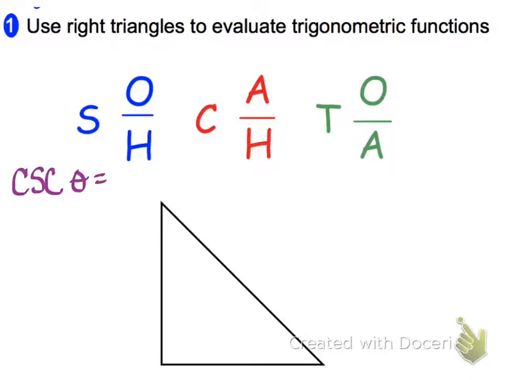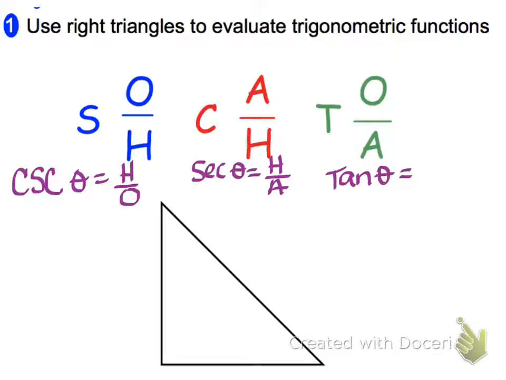Now, that means that our reciprocal functions, for example, cosecant, the reciprocal of sine, is going to be our hypotenuse over our opposite side. Secant, the reciprocal of cosine, would be the hypotenuse over the adjacent. And finally, cotangent would be the adjacent over the opposite side. And let's just fix that to say cotangent.